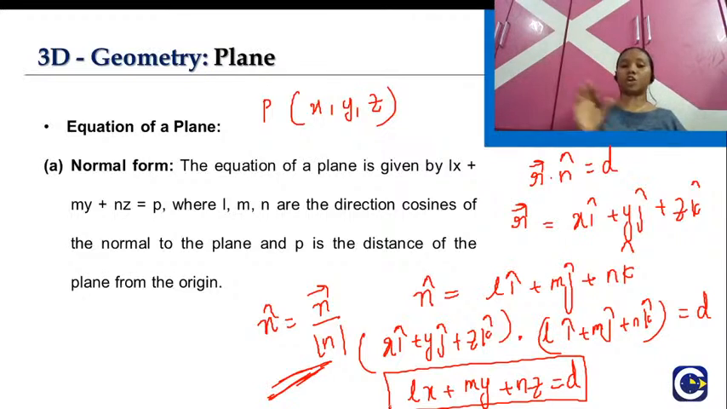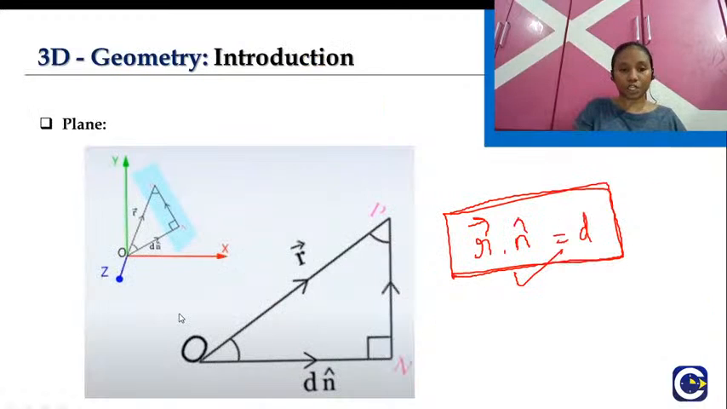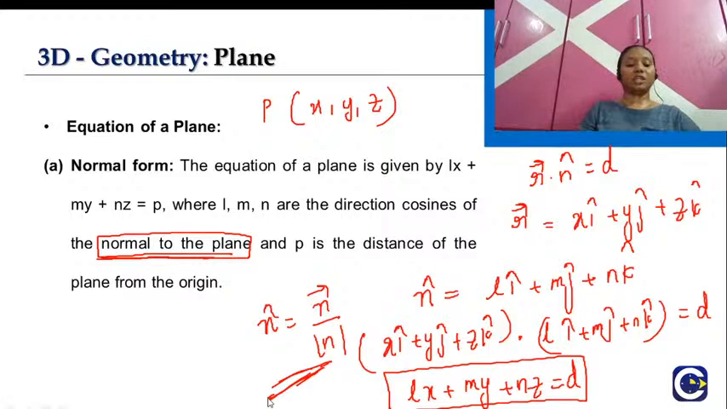Which means the normal form of the equation of a plane in terms of Cartesian coordinates is given by Lx plus My plus Nz is equal to D, where L, M and N are the direction cosines of the normal to the plane, and D is the distance to the plane from the origin. In this figure you might have observed, this is my distance from the origin to the plane, that is my distance D, and my n cap is this unit vector. So this is my equation of a plane in normal form.